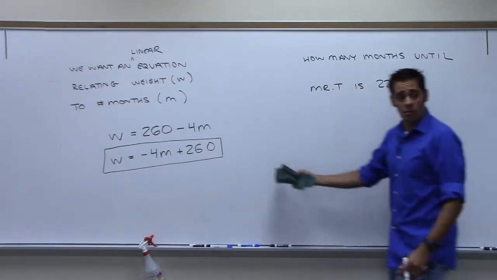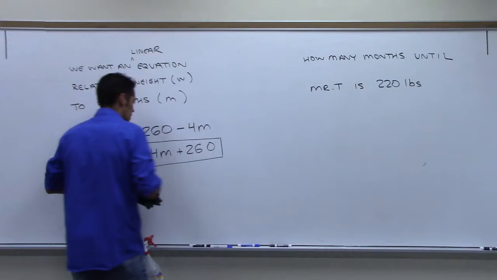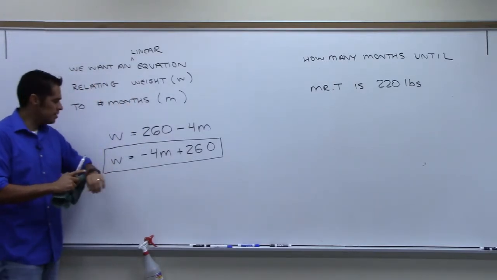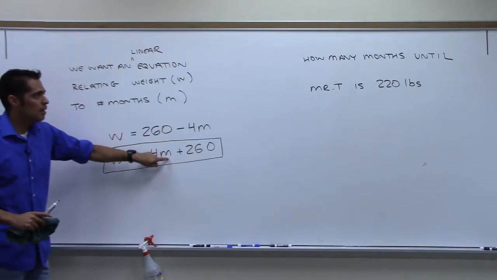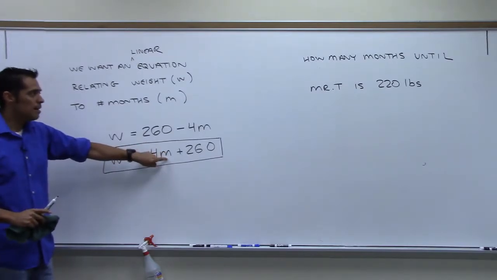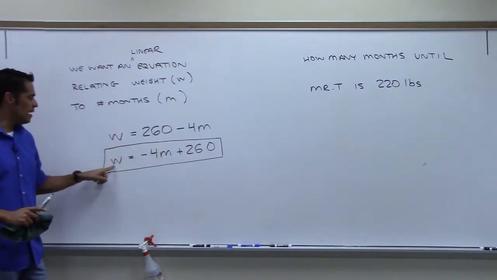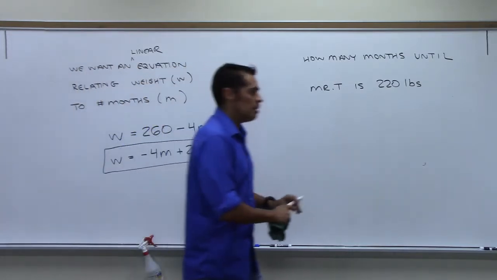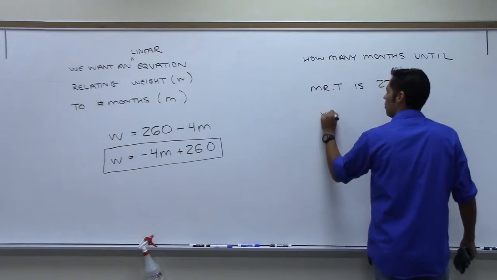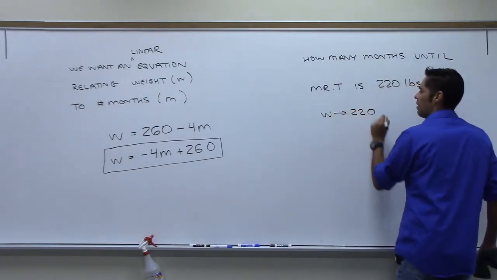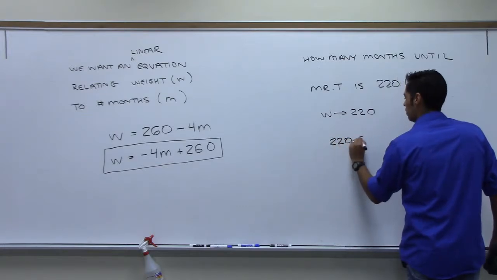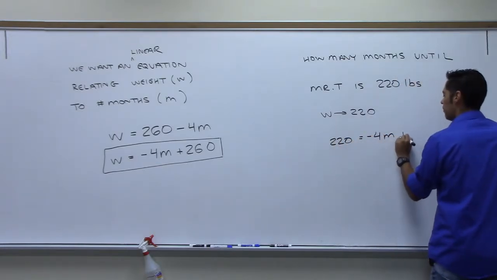Well, we have our model, right? We're looking for months, the time measured in months. That's what we want to know. And we want to know what that value is, which makes his weight what? 220. So all I have to do is use this equation right now, replace W with 220, and then write the equation. So 220 equals negative 4m plus 260.